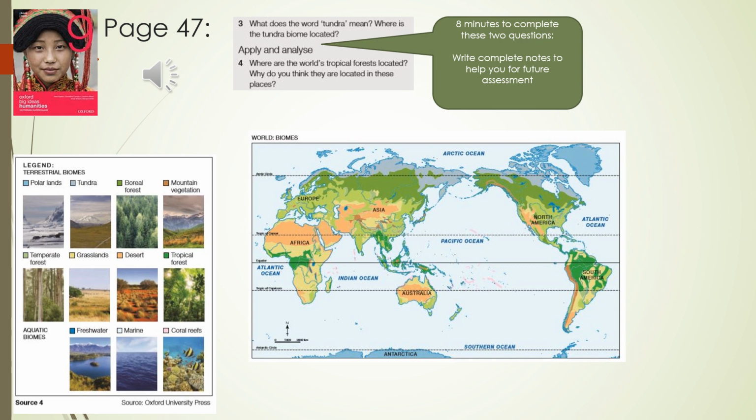Then question 4 asks you to identify where the world's tropical forests are located and why do you think they're located in these places. Have a really careful look at the geography of these places and look at some of the other markings of the map, and that'll give you some help. You've got 8 minutes to complete these 2 questions and write complete notes to make sure that you've got this all together for future assessments.